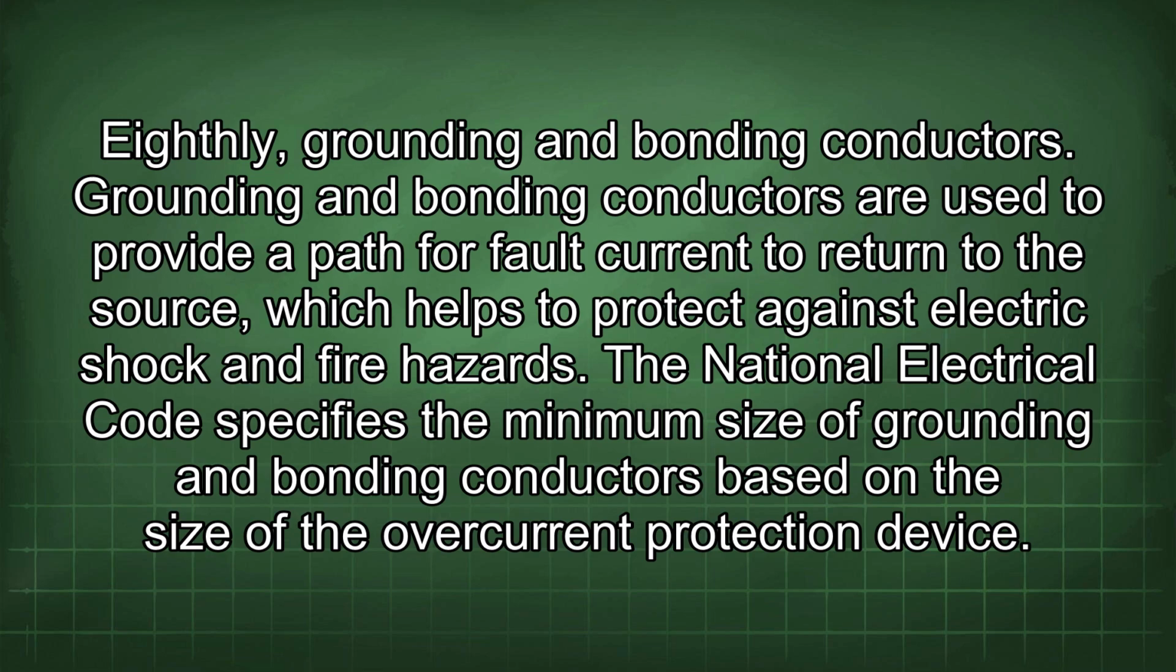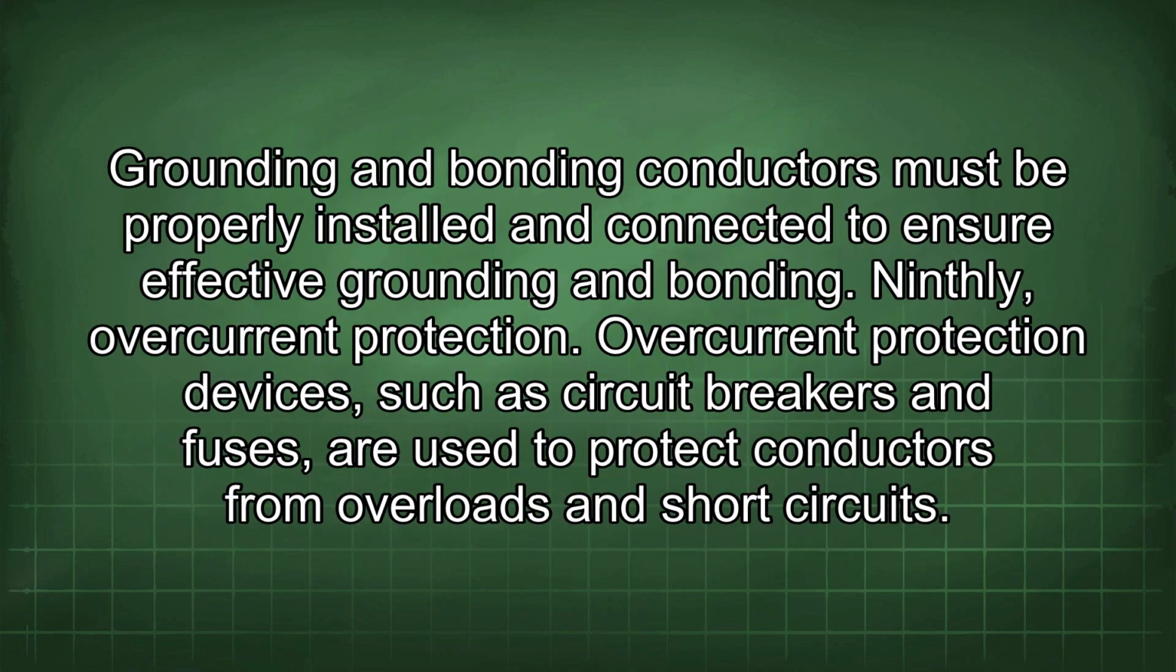Grounding and bonding conductors are used to provide a path for fault current to return to the source, which helps to protect against electric shock and fire hazards. The National Electrical Code specifies the minimum size of grounding and bonding conductors based on the size of the overcurrent protection device. Grounding and bonding conductors must be properly installed and connected to ensure effective grounding and bonding.